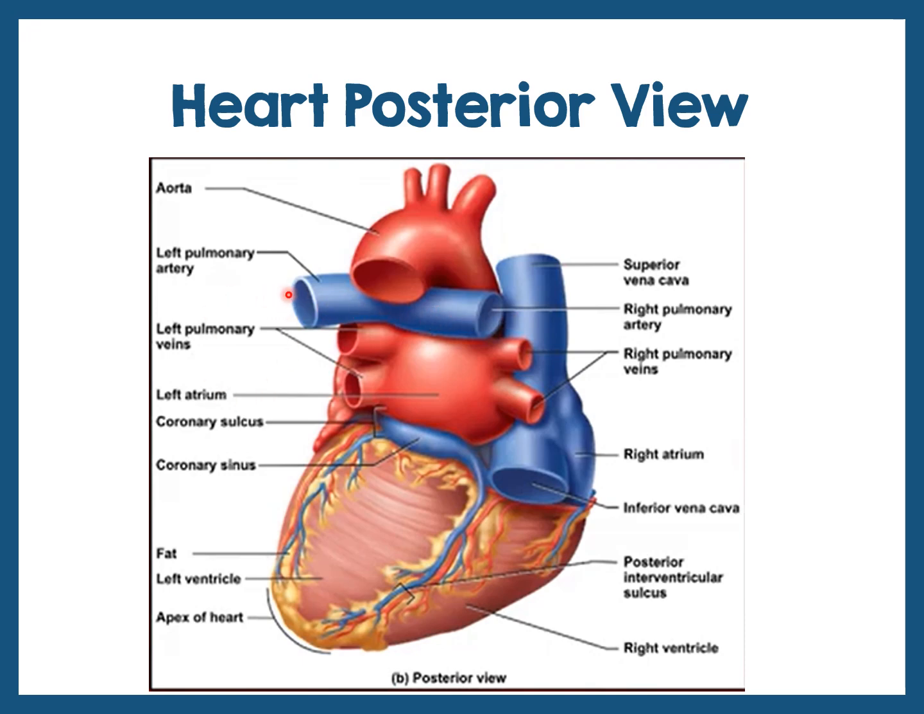Blood will then pick up oxygen and return to the left atrium through the pulmonary veins, and there are 2 right pulmonary veins and 2 left pulmonary veins. And then that blood will be able to go down into the left ventricle. And here you can see that coronary sulcus that is carrying blood vessels, separating the atria that are up here from those ventricles.